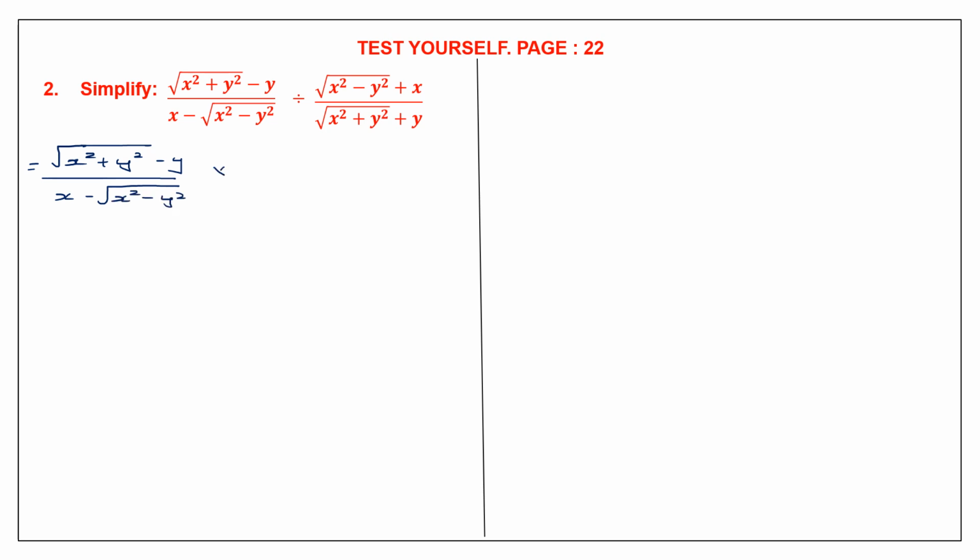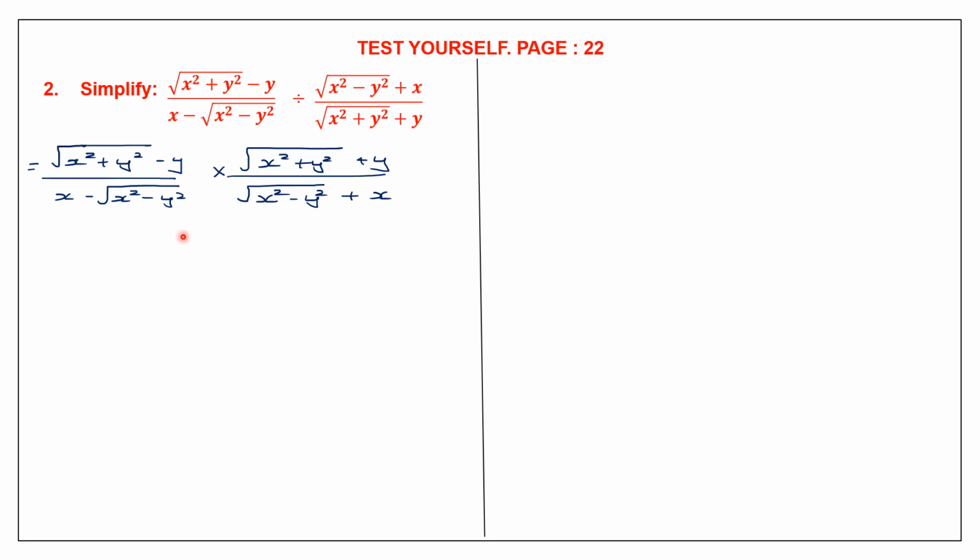Division changes to multiplication and we write the reciprocal. That means what is in the denominator comes to the numerator. So let's write that. So that will be the root of x square plus y square plus y, and in the denominator we have x square minus y square plus x.